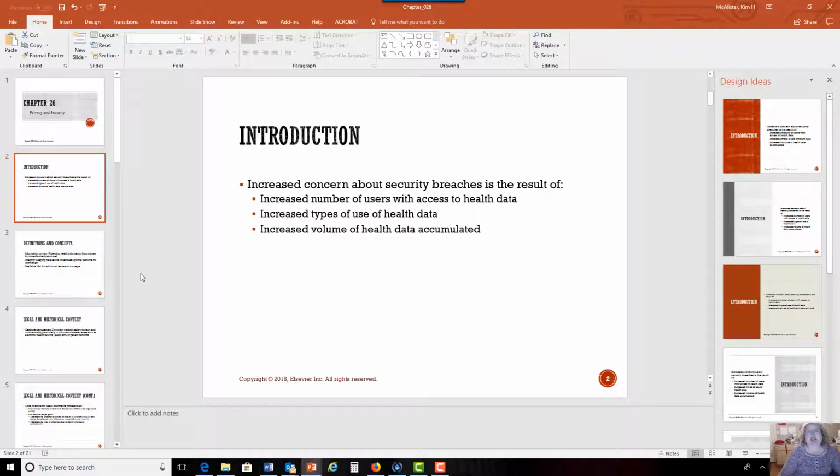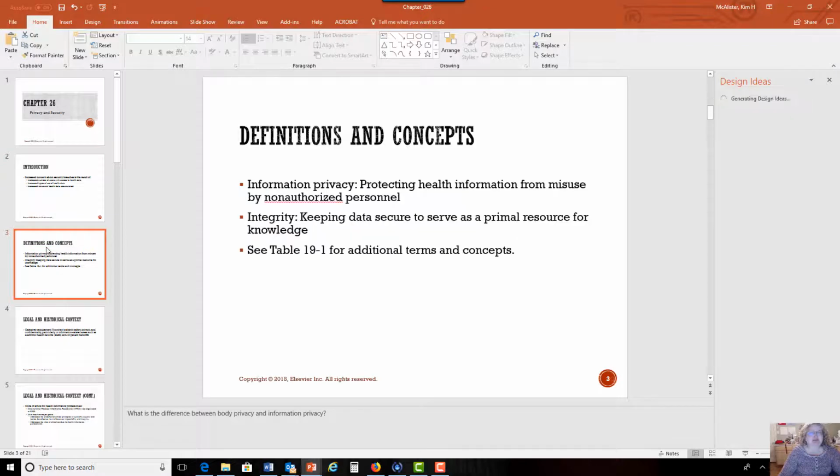Also, the increased number of users with access to health data. We also have increased types of health data, and we have an increased volume of health data that's been accumulated. We also have an increase in the number of devices that are being used to access the data. So all these things together combine to put a big strain on our privacy and security measures. And these are things that are not going to go away, and so we have to address them.